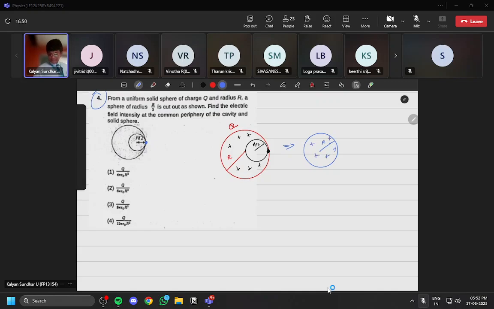Plus here, if we place a charge, this area will vanish. Correct? So what charge should be in this sphere so that it will cancel out? Negative charge. So here comes your negative charge. This has to be fully negative charge, and its radius is r by 2.